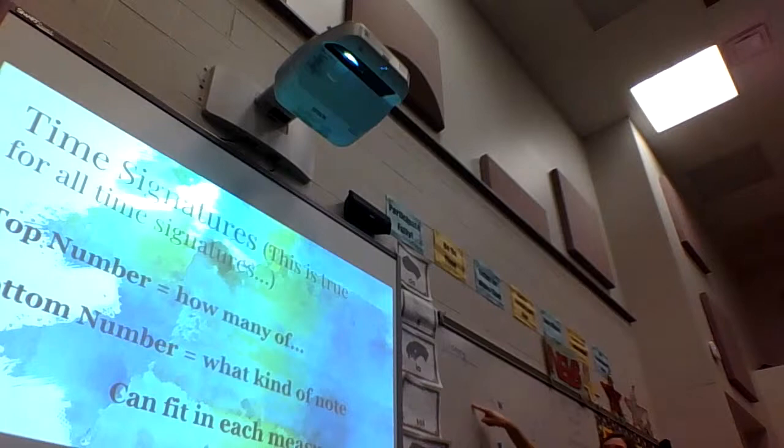2 half notes could be a whole note. I could put that in a measure of 2/2. 2 half notes could be 4 quarter notes. I could put that in a measure of 2/2.